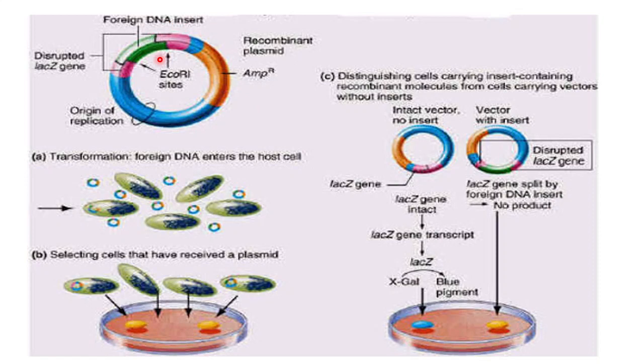So this is the foreign DNA insert, these are EcoRI sites. This is the disrupted plasmid, that means the Z gene is removed and the foreign DNA has been placed here. Transformation: foreign DNA enters the host cell. So here the whole thing is made to enter into the cells. Then we select cells that have received a plasmid.